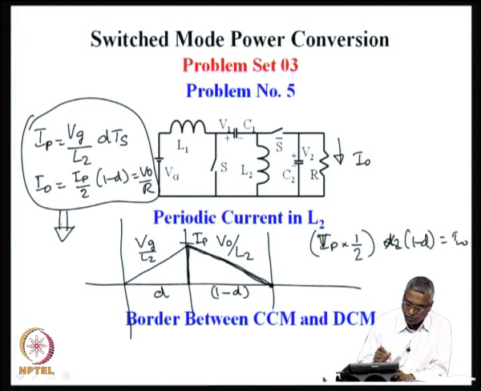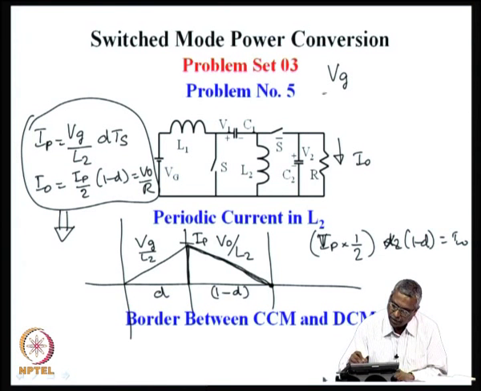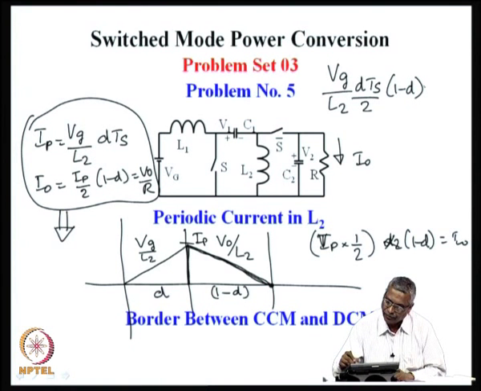So, from these quantities, it is possible to say that on the border of continuous and discontinuous conduction, the output current V0 by R equals IP by 2 into 1 minus D. So, if I now substitute IP from here, you will find that Vg by L2 dTs divided by 2 into 1 minus d is equal to V naught by R.